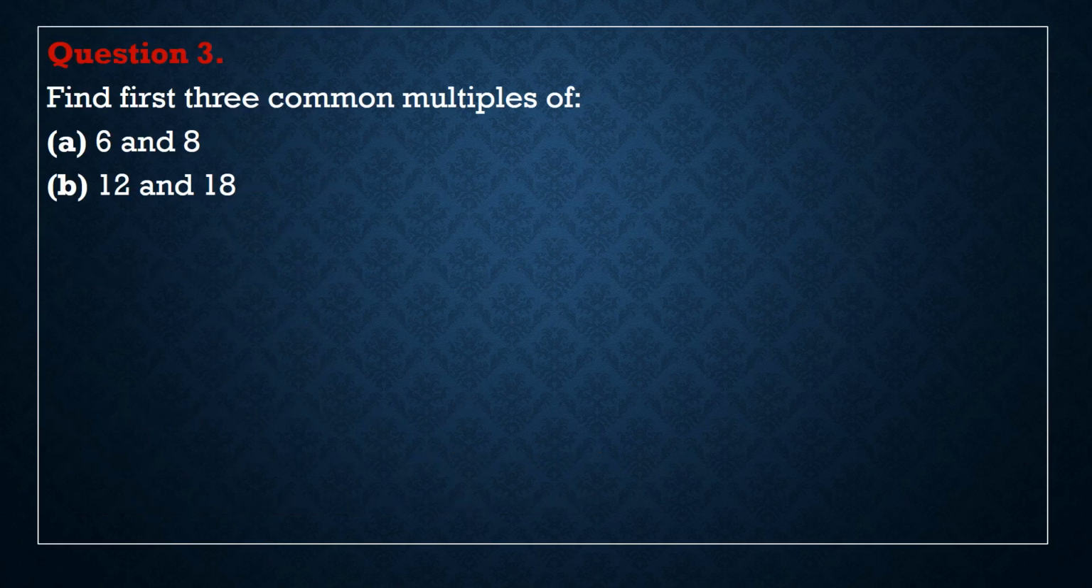Question number 3. Find the first three common multiples of the following. First, we will recollect what multiples are. Multiples are the numbers obtained by multiplying the given number with the counting numbers 1, 2, 3, 4 and so on. Now, what are common multiples? The common multiples of two or more numbers are the multiples that are common to every given number.